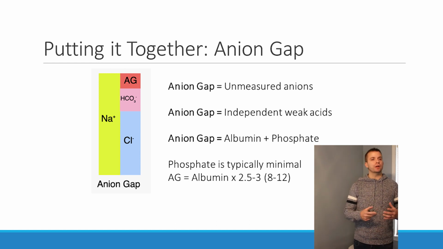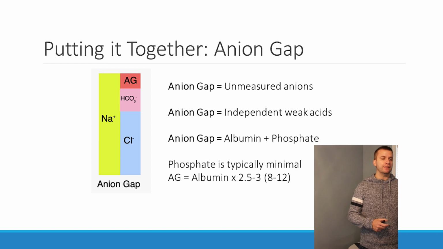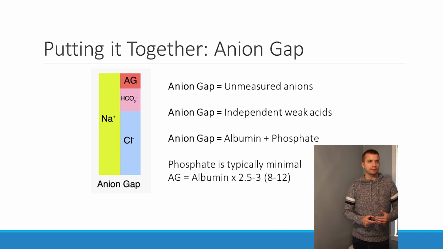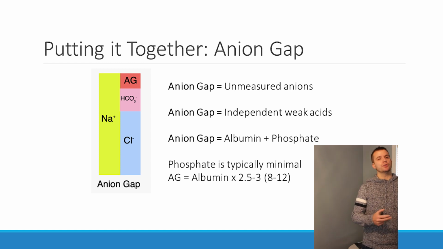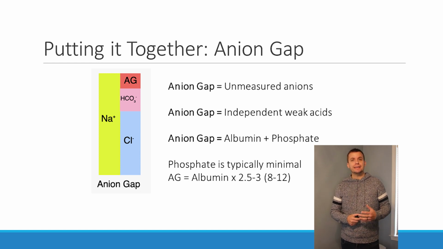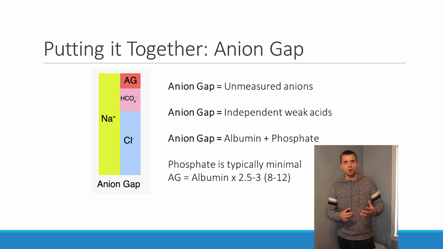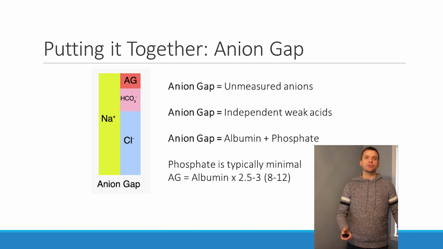Anion gap is going to be your unmeasured anions. I feel like people often say, oh, does that person have an anion gap? Whenever they mean, does this person have an elevated anion gap? Everyone has an anion gap. They're just unmeasured anions. The anion gap is just the independent weak acids. The independent weak acids are phosphate and albumin. The phosphate is usually so low in a normal patient that it's not necessarily contributing to it, and so most of that unmeasured anions is just your albumin.